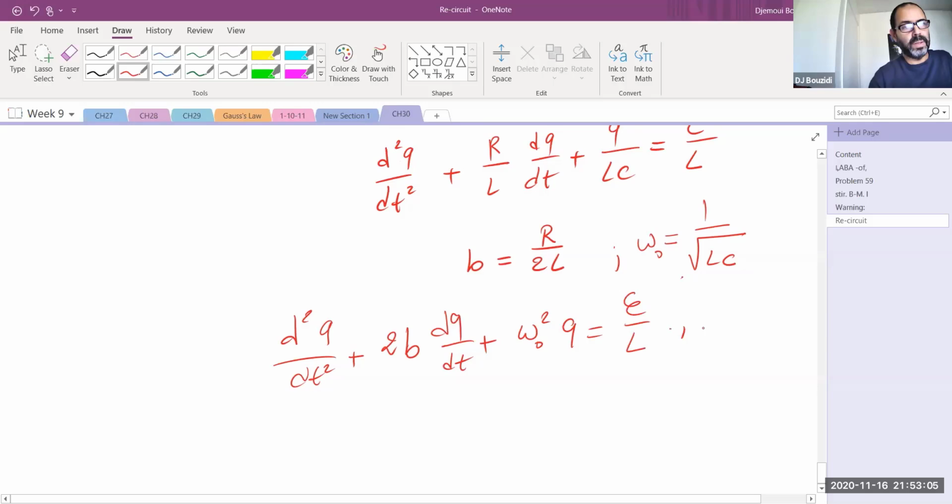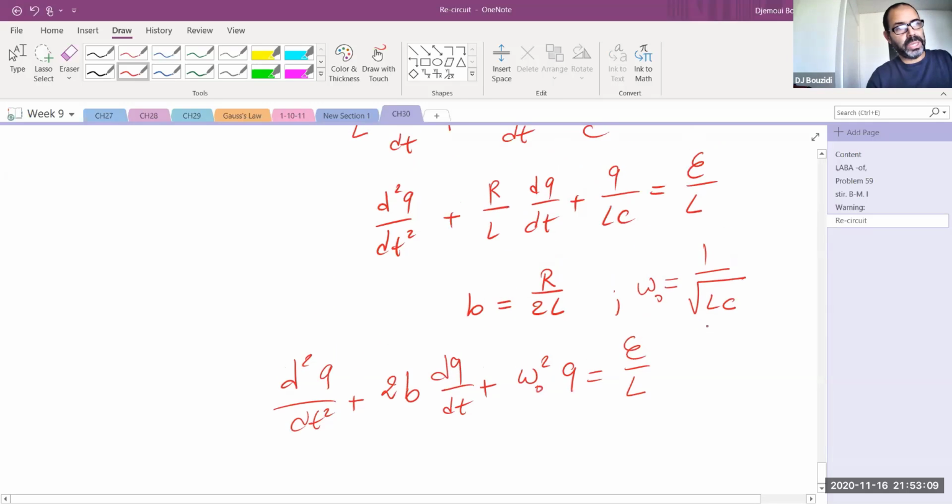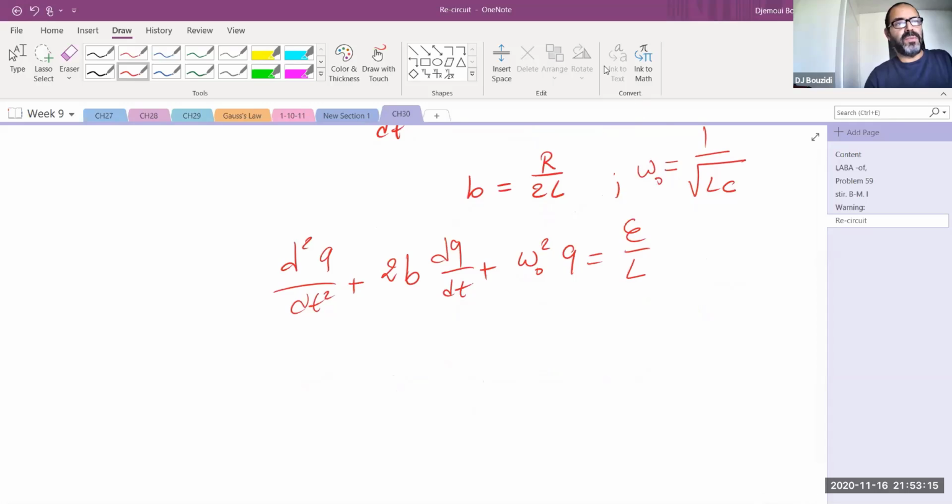Now, of course, this omega naught is related to this one in here. Do you guys remember this from your physics 4A? Did you do something similar to this? Because we have to find the solution to this equation here. Did you have a discussion about this one in physics 4A?